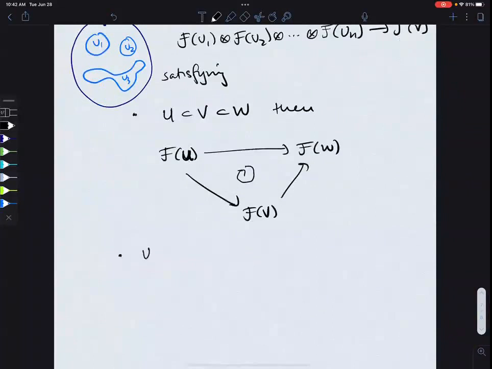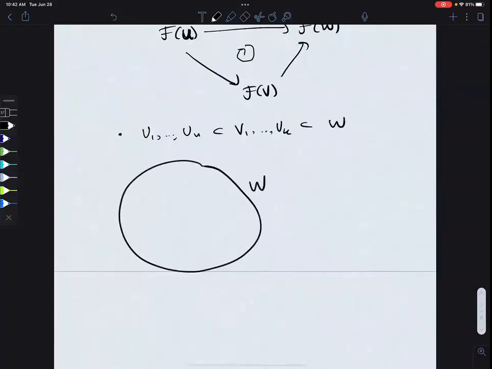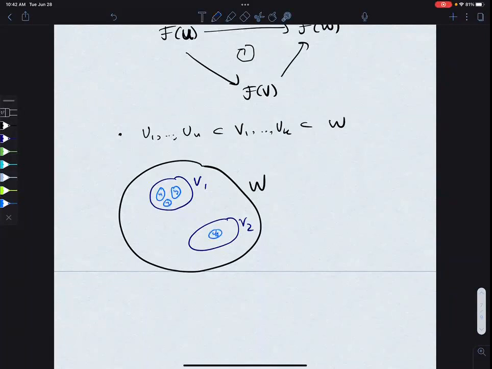And similarly, if you have a collection of U's fitting inside of V1 through VK inside W, I'm just going to draw a picture. So if I have W out here, V1 and maybe V2, and U1, U2, U3, U4, I could either multiply the things from the inside directly up to W, or I could first multiply them into the intermediary ones and then multiply them from the V's into the W. That's the same.